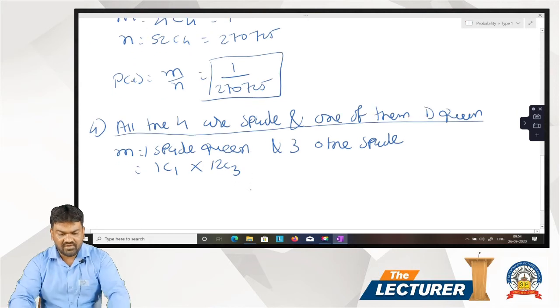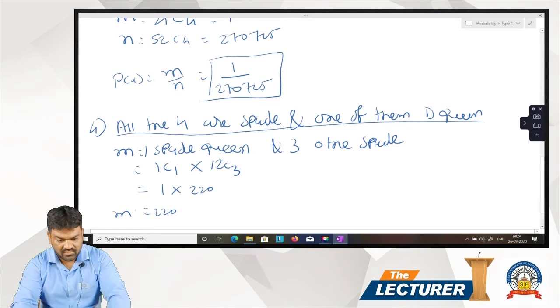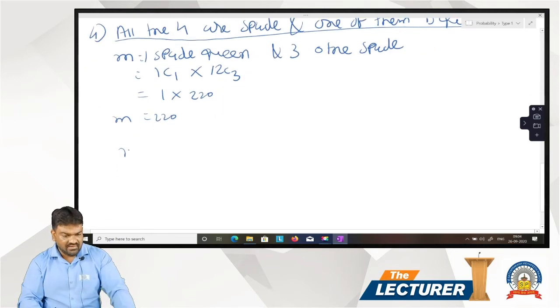So 1C1 multiplied by 12C3. 1C1 is 1, 12C3 is 12 times 11 times 10, that is 1320, divided by 3, divided by 2. That is 220. 220 multiplied by 1 is 220. This is M. Total result N.